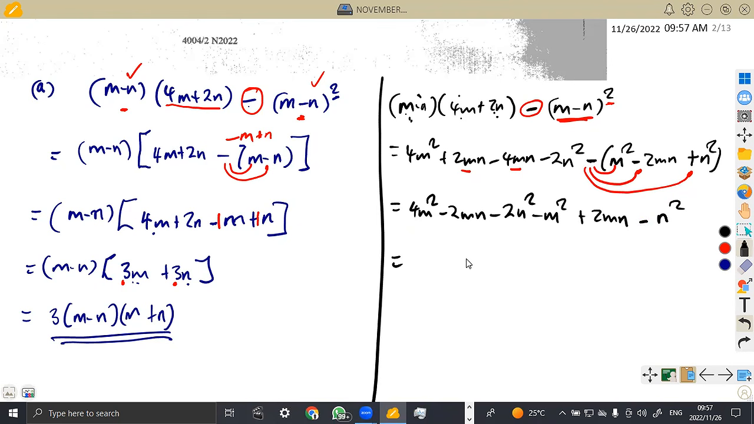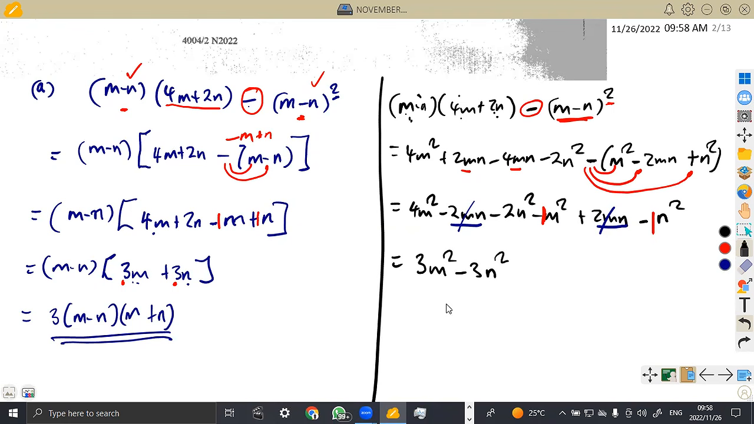Collect like terms so that we can factorize further. Minus 2mn plus 2mn, that's a 0 there. So it actually cancels. Then we've got 4m squared and minus 1m squared. So 4 minus 1, that's 3. So we've got 3m squared. We move on to n squared. This is negative 2n, negative 1n squared. So we've got negative 2, negative 1, which is negative 3n squared.